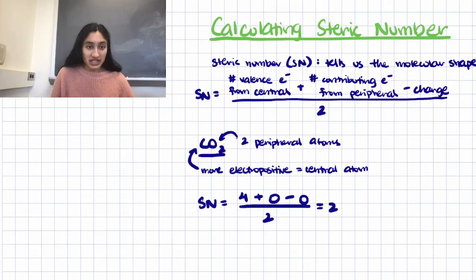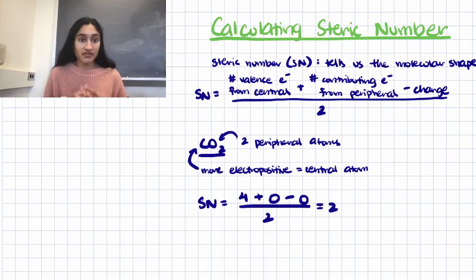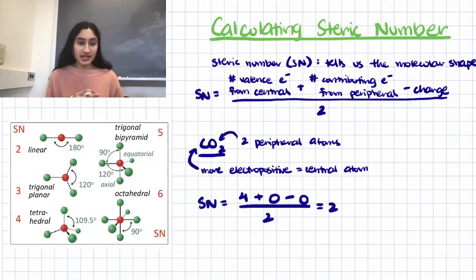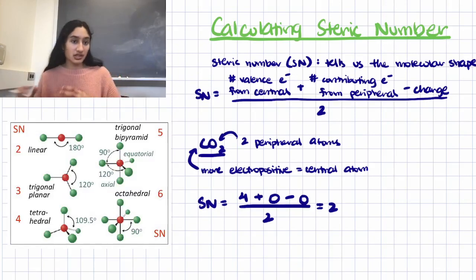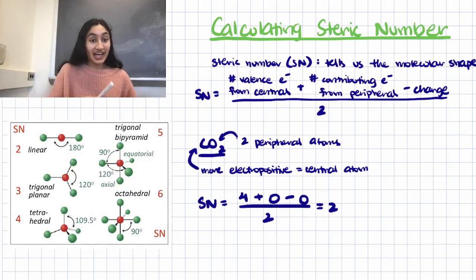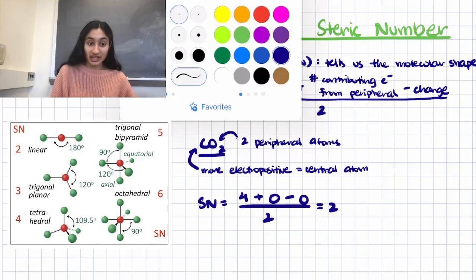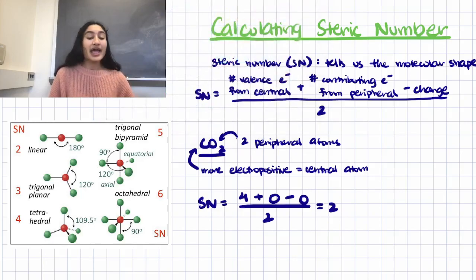Now, what does this mean? I told you that steric number tells you the molecular shape of a molecule. So how can you translate between SN and the molecular shape? Here we have another one of the tables from your lecture notes, the steric number table, and this tells you how the steric number relates to the different structures.